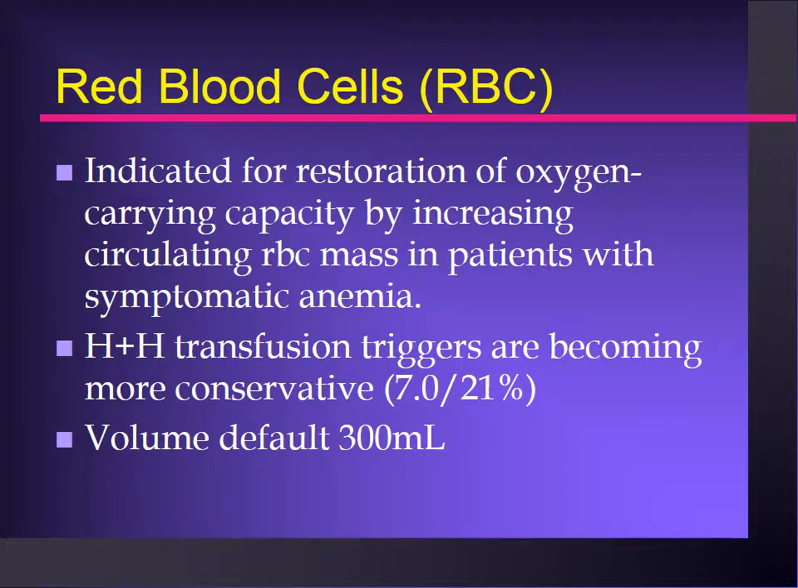Let's move on to red blood cells. They are indicated for restoration of oxygen carrying capacity by increasing the circulating red cell mass in patients with symptomatic anemia. Transfusion triggers are becoming more and more conservative. Our trigger now for an H&H is 7 hemoglobin and 21 hematocrit. Volume default is 300 ml per bag.